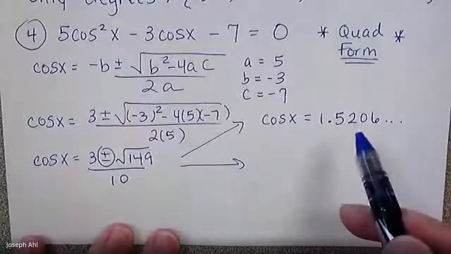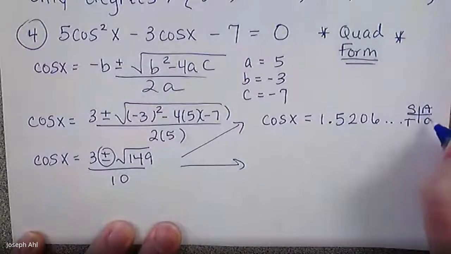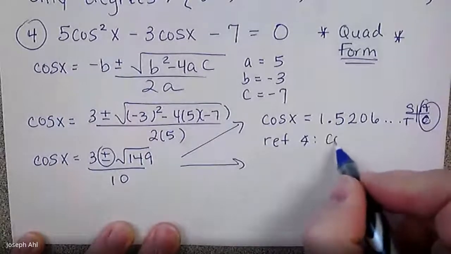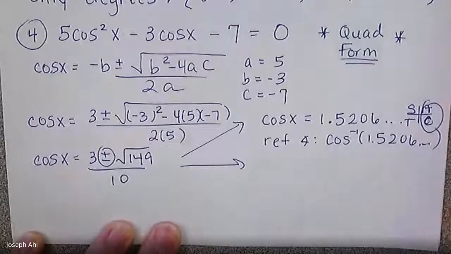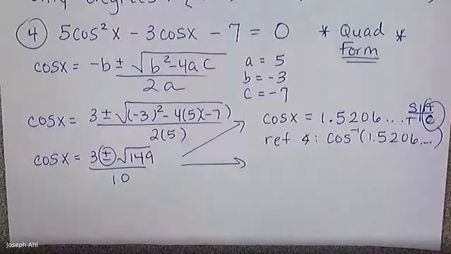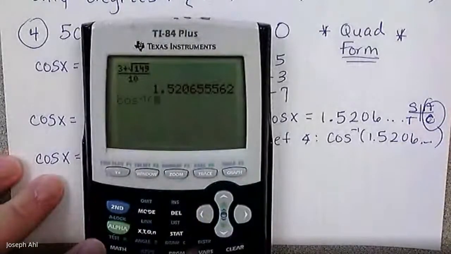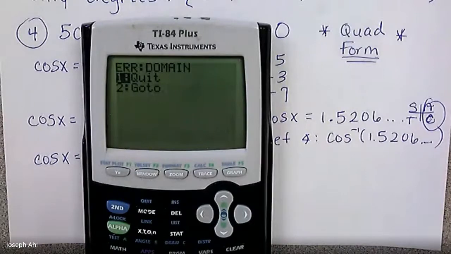Okay. Well, guess what? This is not a special triangle. No surprises there. Cosine's positive in quadrants 1 and 4. How am I going to get the reference angle? By doing cos inverse of 1.5206. Now, maybe some of you are getting a little nervous about this, but look what happens. Cos inverse of 1.5206 is an error domain. What? Why is that the case?